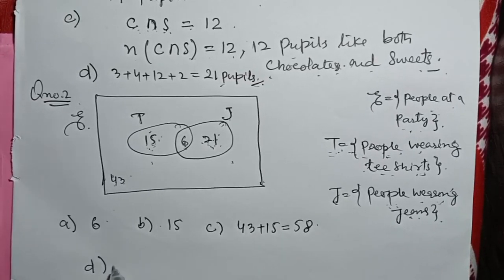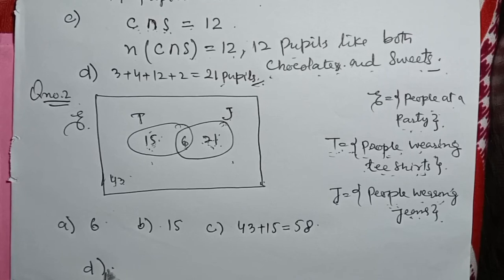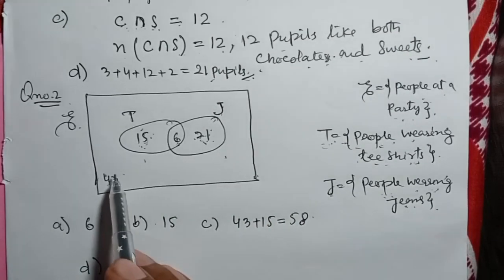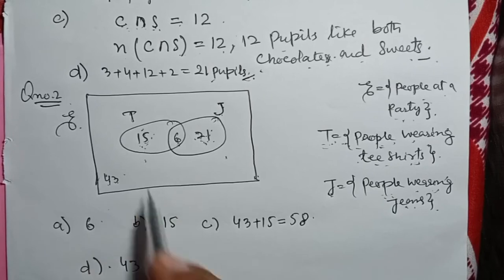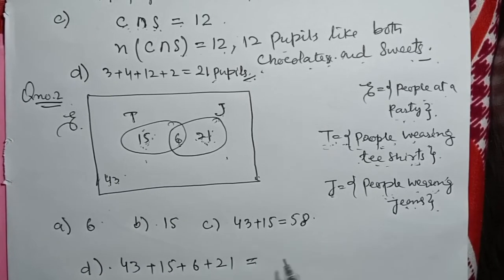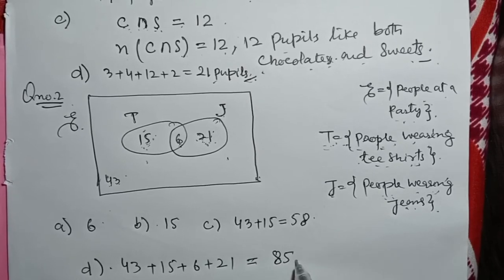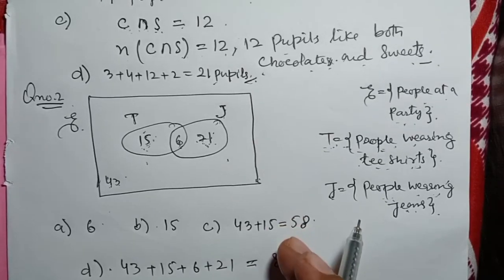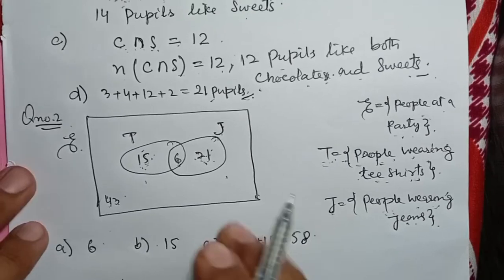And D, how many people were at the party? Total number of people. So we have to add 43 plus 15 plus 6 plus 21. I think it's 85. So this is the answer of this question. So what exactly we have to do?